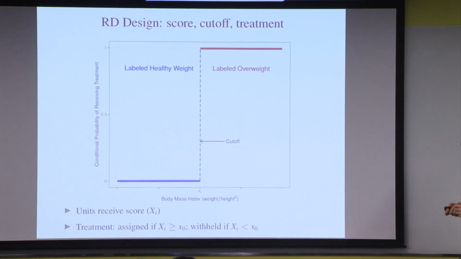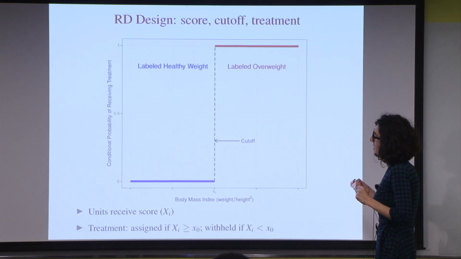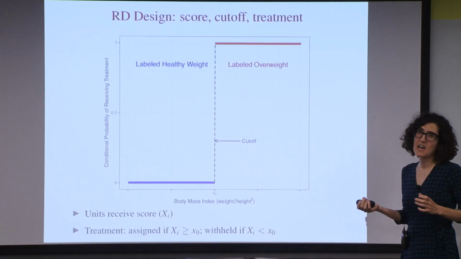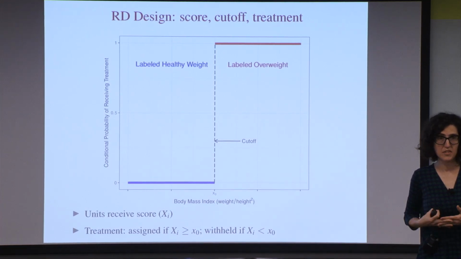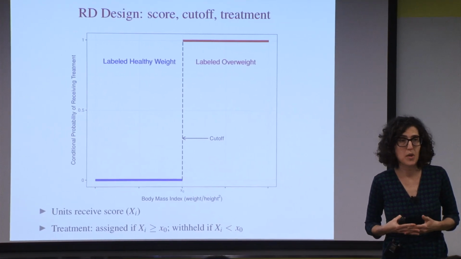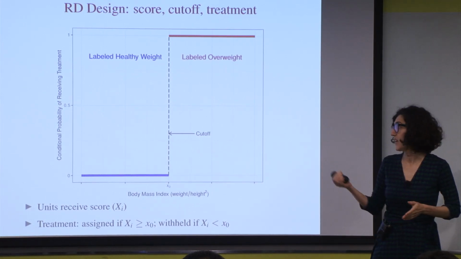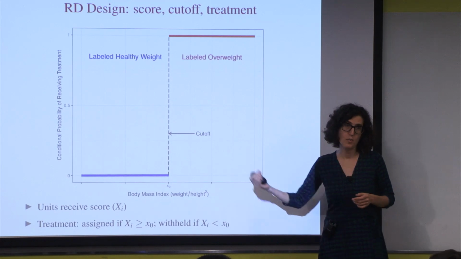So what is the RD design? That's the context. What is it? Well, it's defined by three things: a score, a cutoff, and a treatment. You have an RD design if all the units in your study receive a score, and if you assign treatment based on the following rule: all the units that have a score above a cutoff get treated, and all the units that have a score below the cutoff get control.